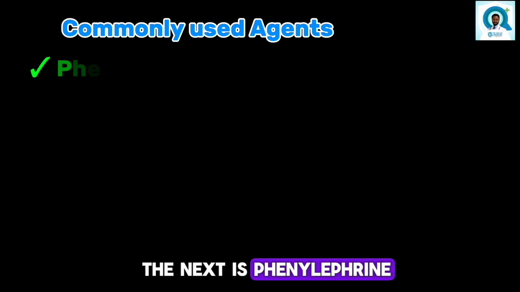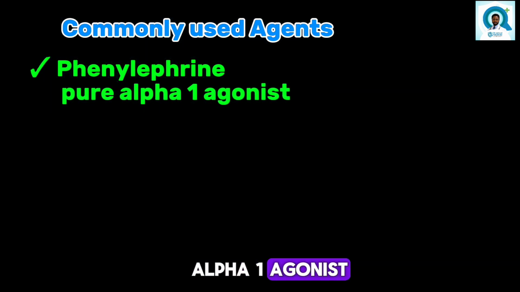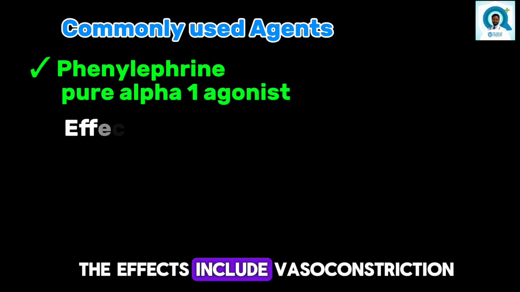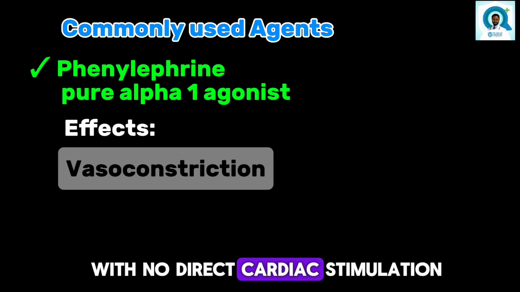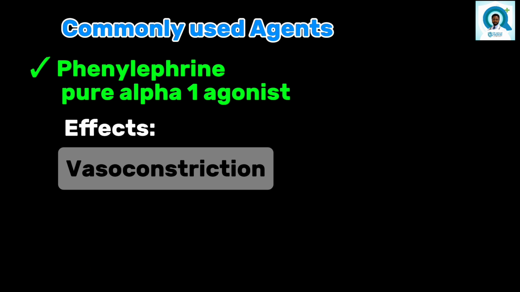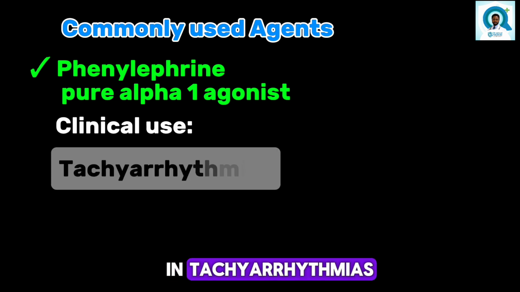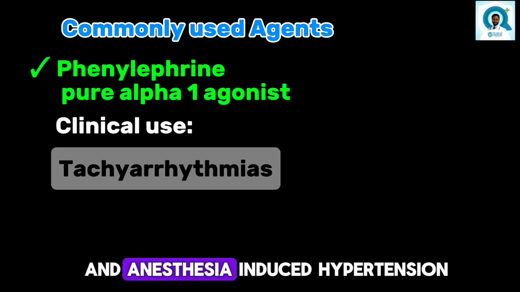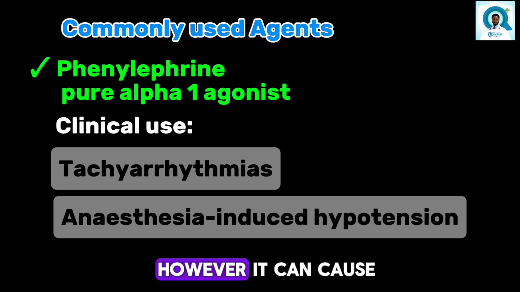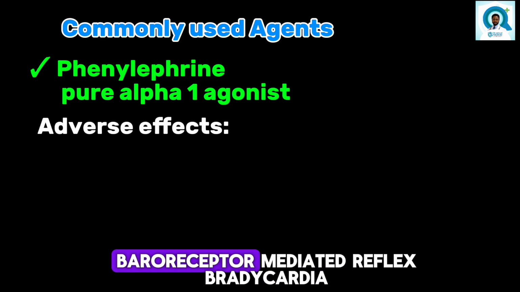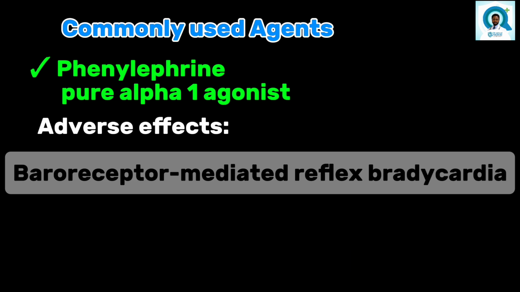The next is phenylephrine, which is a pure alpha-1 agonist. The effects include vasoconstriction with no direct cardiac stimulation. The clinical uses include tachyarrhythmias and anesthesia-induced hypotension. However, it can cause baroreceptor-mediated reflex bradycardia.